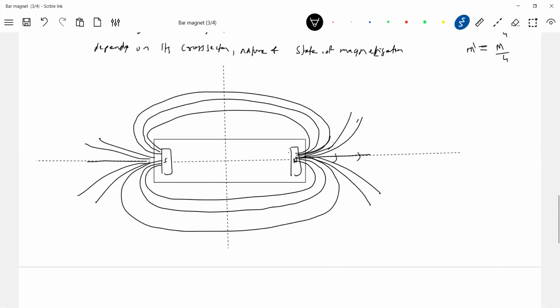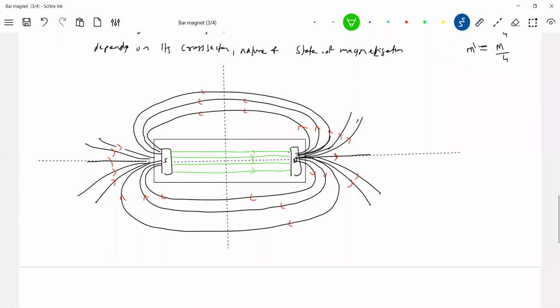There's the direction of the magnetic field. There's a north pole and south pole. Inside the bar magnet, the lines of force will be from south to north. External to the magnet, the lines of force will be from north to south.